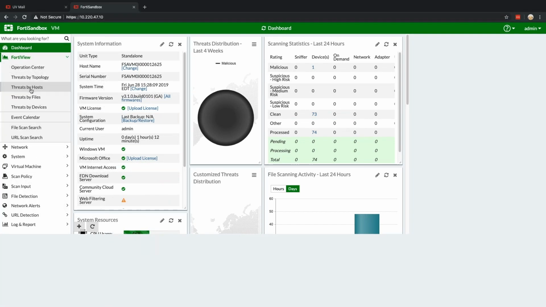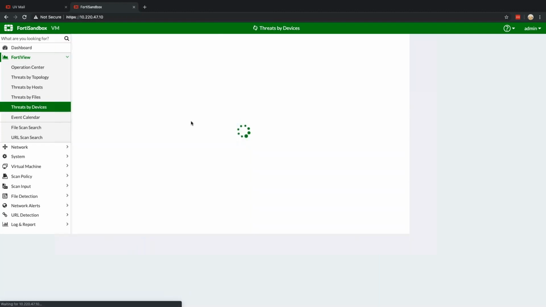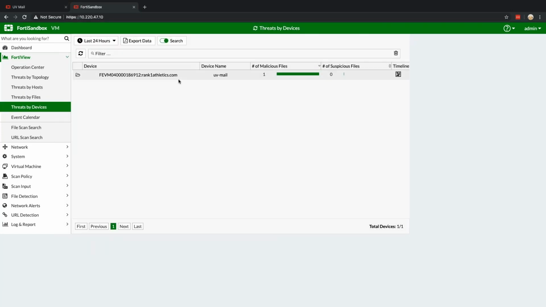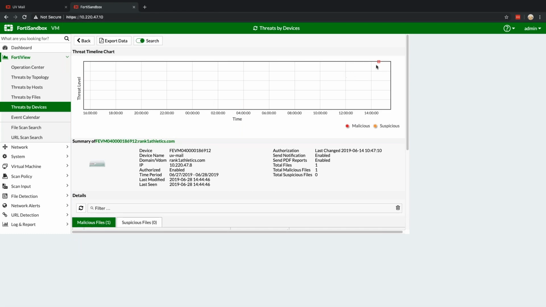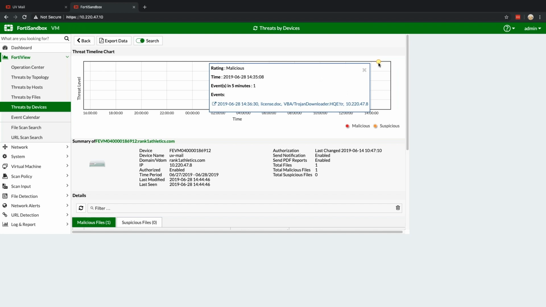If I go to threats by devices, so I know this came from my FortiMail here, I'm gonna click on this guy and see what we came up with. Not very high traffic, but as you can see, this guy came up here, and this is our VBA Trojan downloader. I wanna know more about this. I wanna know how he came to this conclusion.